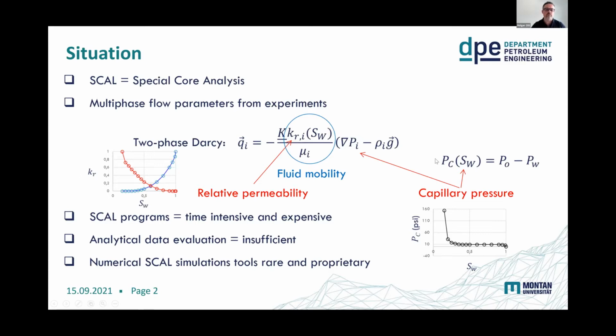Just to give you an impression of what SCAL means, a SCAL program is typically very time intensive and also very expensive. Time intensive means a SCAL program may take several months, half a year, maybe even longer, depending on how extensive it is. And correspondingly expensive it is. And also there is always a lack of cores that can be investigated and so on. So it's a tricky and lengthy business.